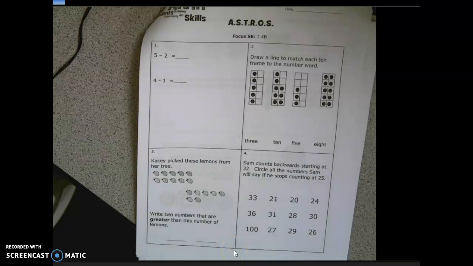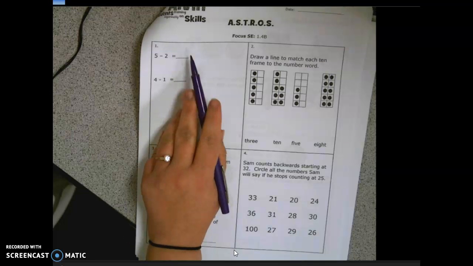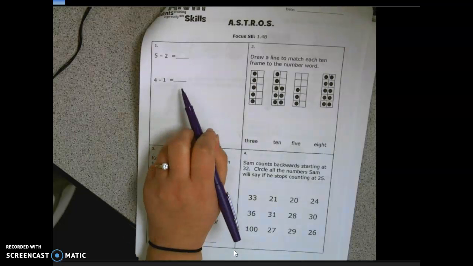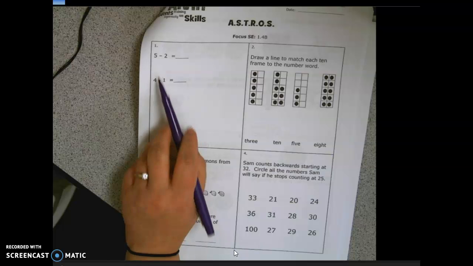So what we're going to do for 1.4b is you're going to start by solving these two equations. 5 minus 2 equals something, and 4 minus 1 equals something. You can use manipulatives, draw a picture, however you want to solve that. Make sure you pay really close attention to that minus sign.